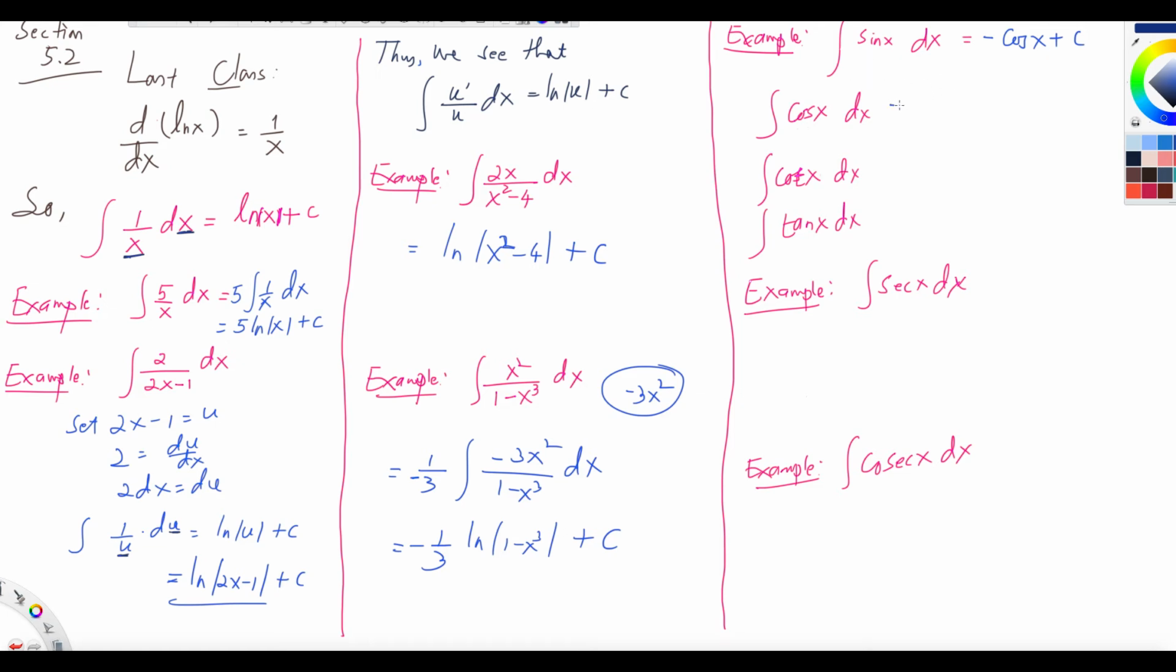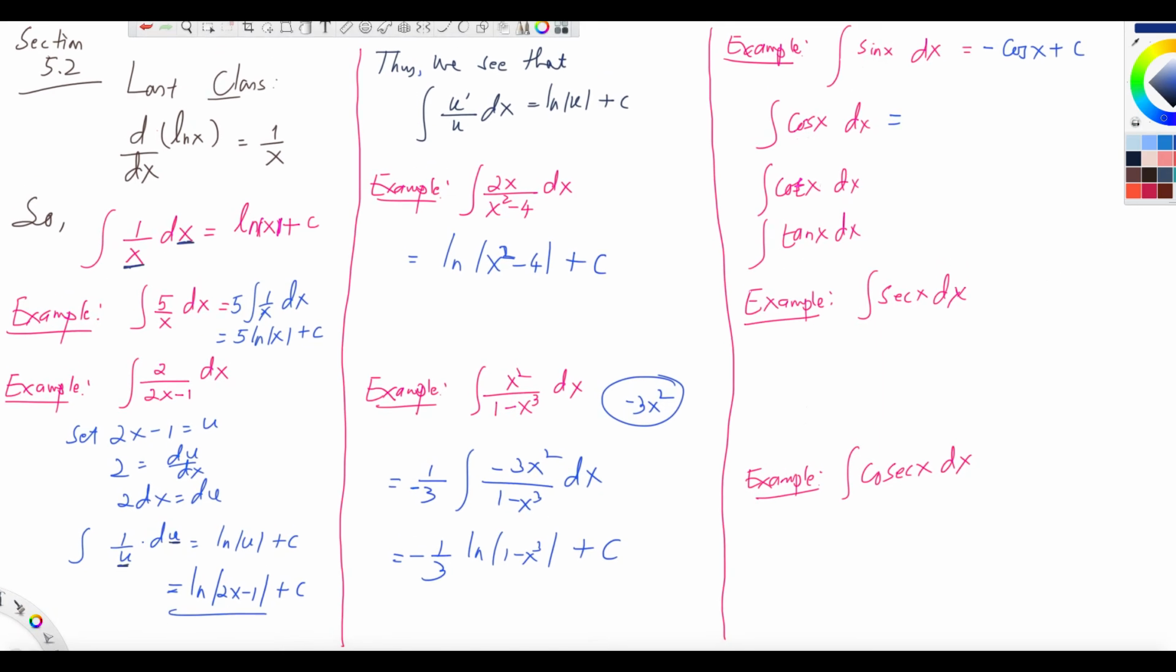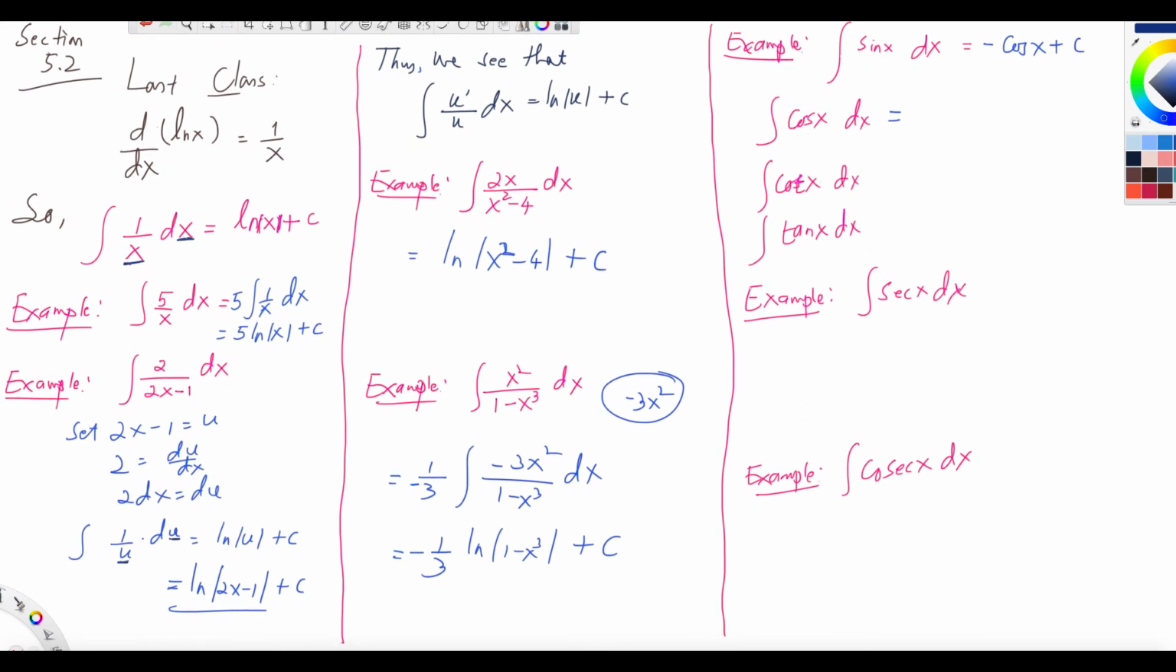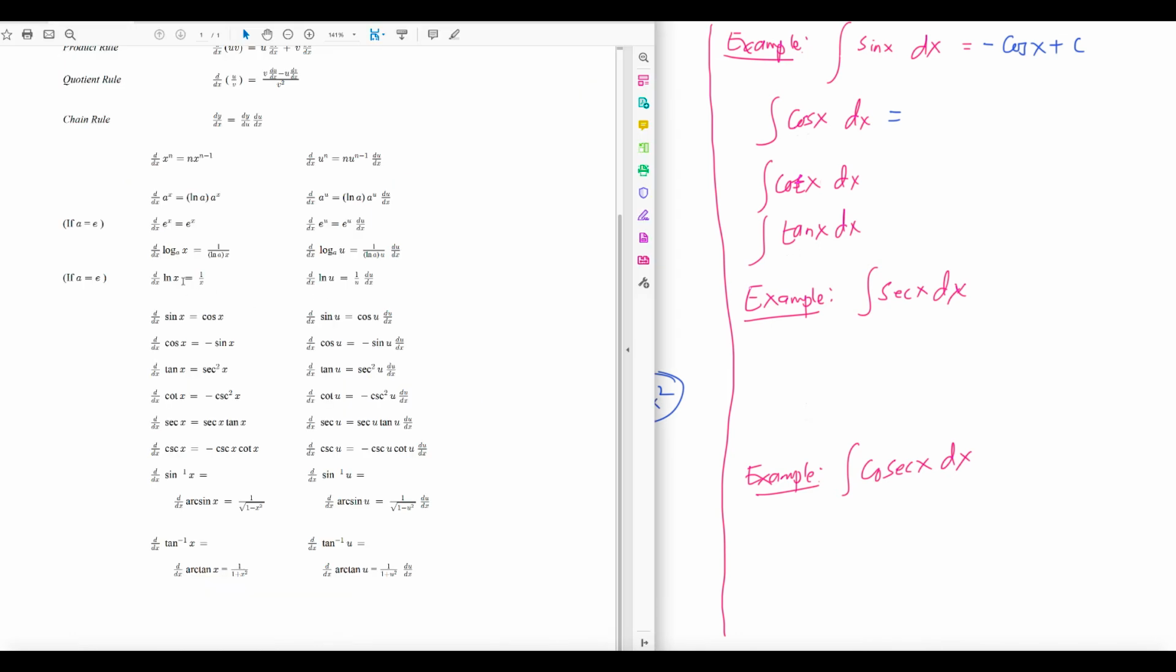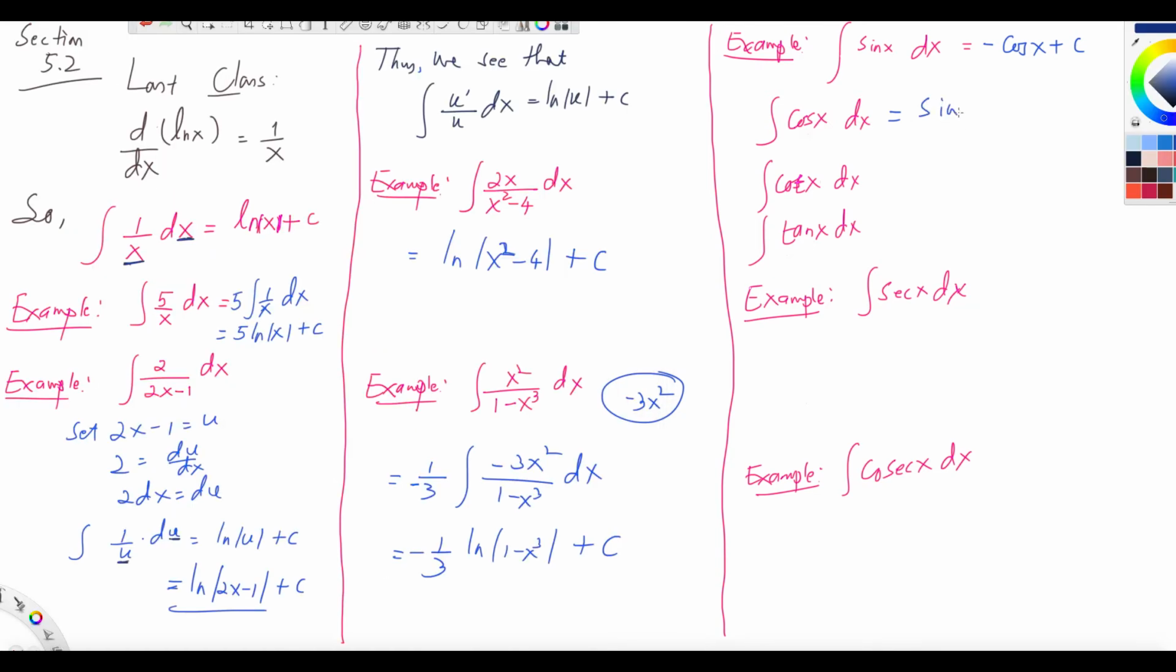Similarly, what will be the integral of cosine x? Since the derivative of sine x is cosine x, you see that? The derivative of sine x is cosine x, so the integral of cosine x will be just sine x, right? So it will be basically sine x plus c.